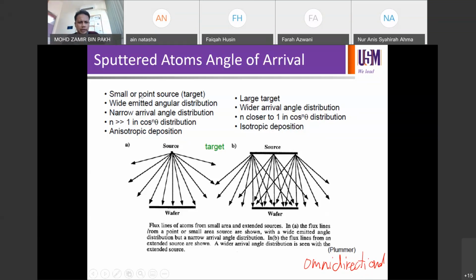So if you have a small target or small point source, the wide emitter angular distribution follows a certain rule. For example, if you have a source here, it will go into multiple directions, but it will not be as good as CVD. It will not be as bad as evaporation.